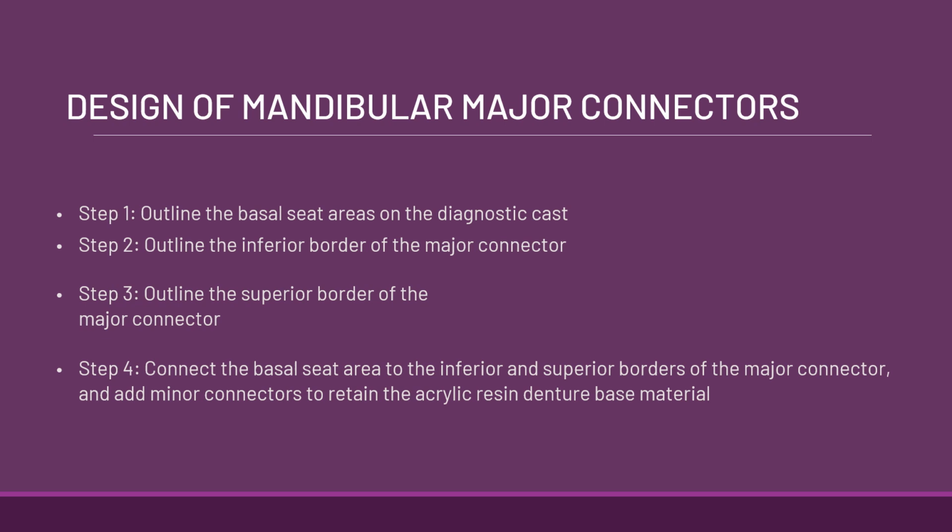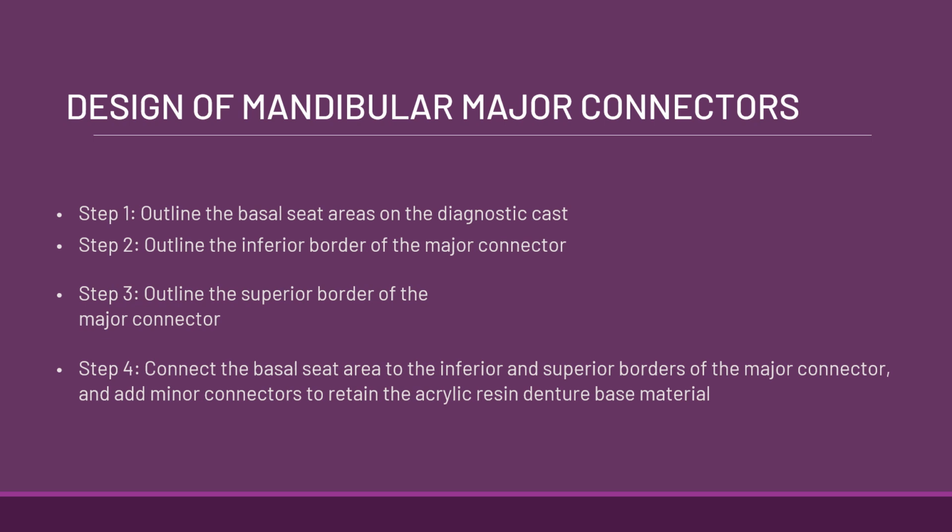What you are going to do is outline your basal seat first. Second, you outline your inferior border. Third, you outline your superior border. And fourth, you connect the basal seat area to the inferior and superior areas. Then after connecting all these three areas, you add your minor connectors, and then you add your acrylic resin denture base.